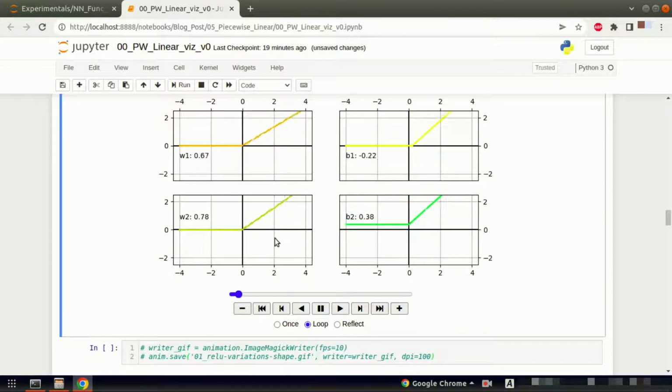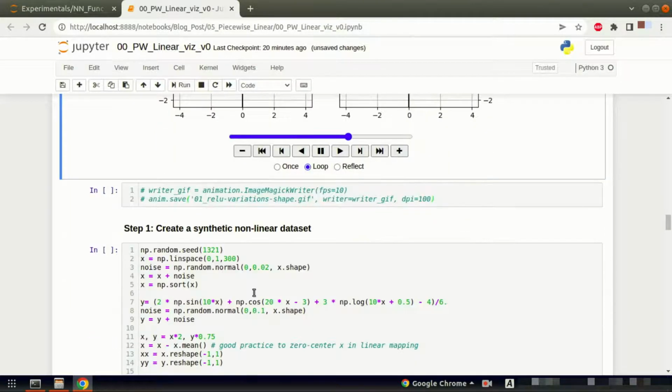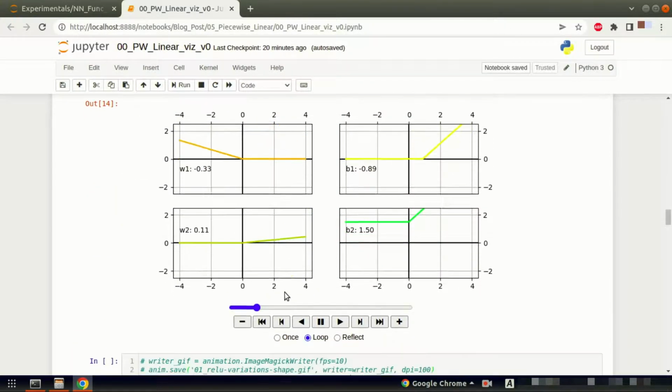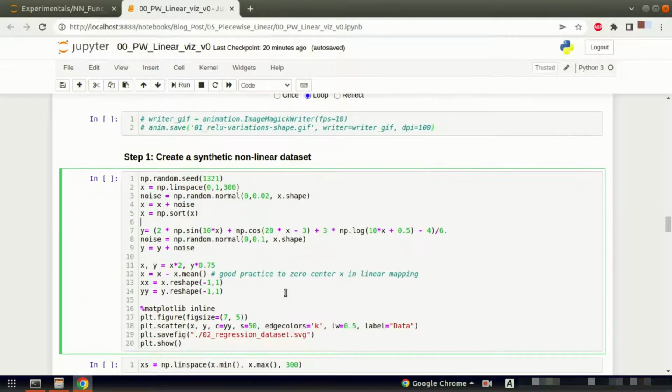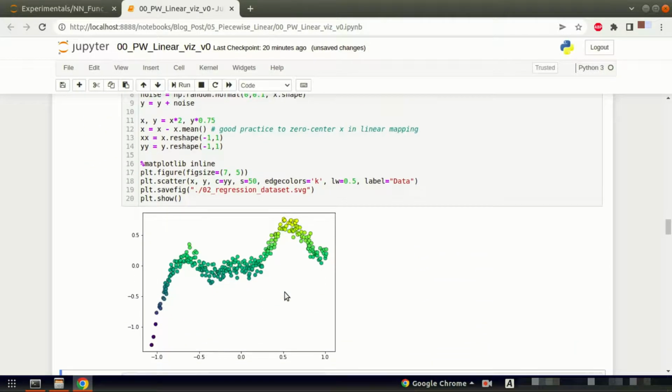in x, and W2, the second weight, changes the slope to be upward or downward, right? And the second bias changes the shift in y, and these can be combined to form any nonlinear piecewise function. So let's try to fit MLP. Let's try to fit MLP on this synthetic data set.